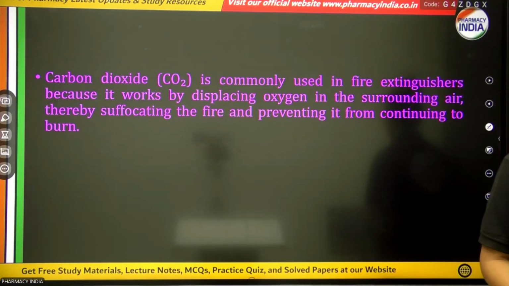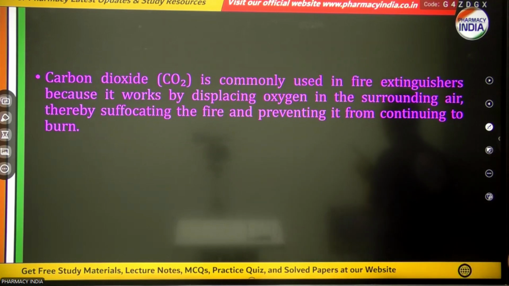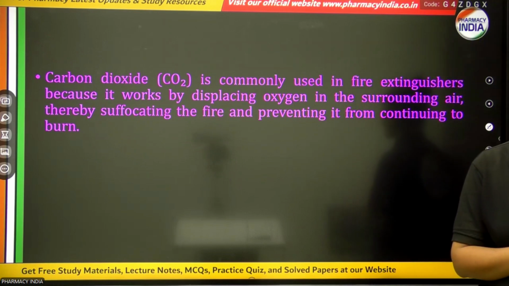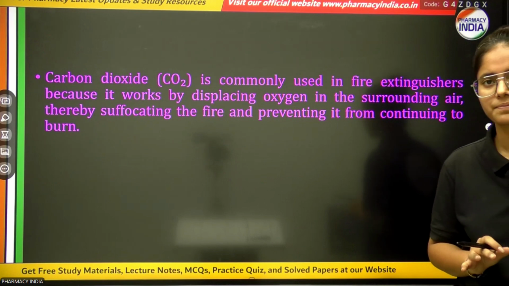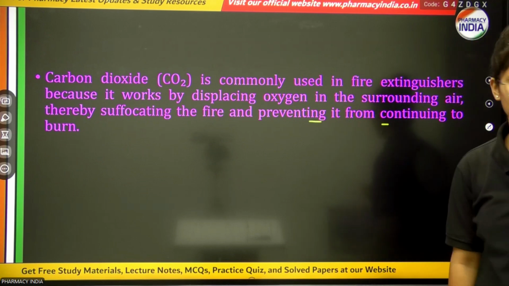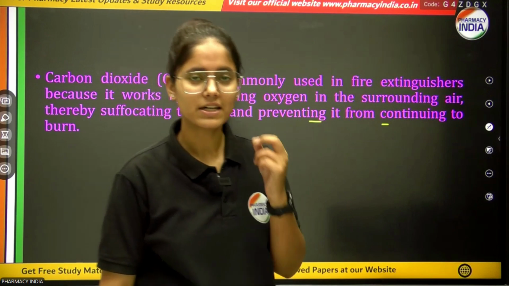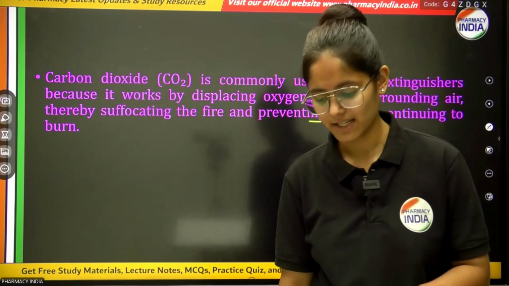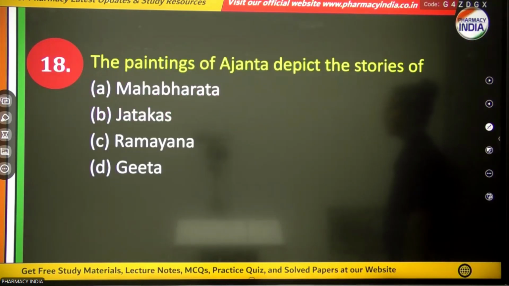Basically, carbon dioxide, which is commonly used in fire extinguishers, works by displacing oxygen in the surrounding environment. Clear? Thereby, it suffocates the fire and prevents it from continuing to burn. Clear? That is why carbon dioxide is used in fire extinguishers. Next question: the paintings of Ajanta depict the stories of.